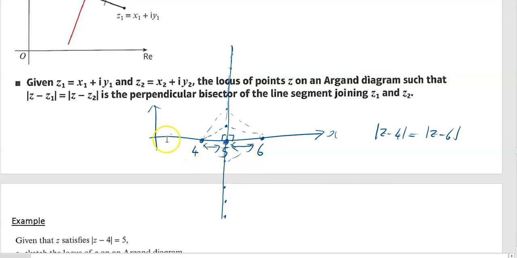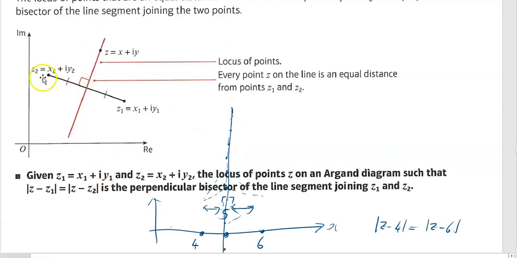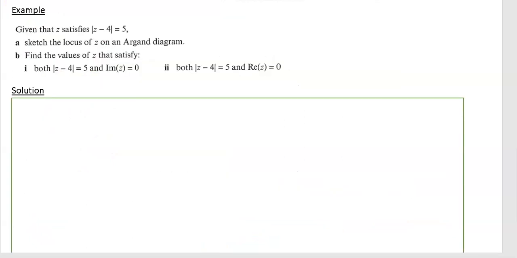So here, if we go back to their example, there's your z2, there's your z1, and then this would represent the modulus of z minus z1 is equal to the modulus of z minus z2, because it's a perpendicular bisector of z1 and z2. Okay, on to a few examples on this.